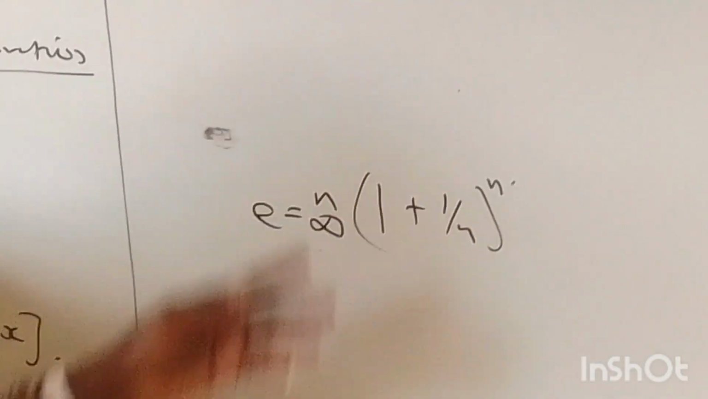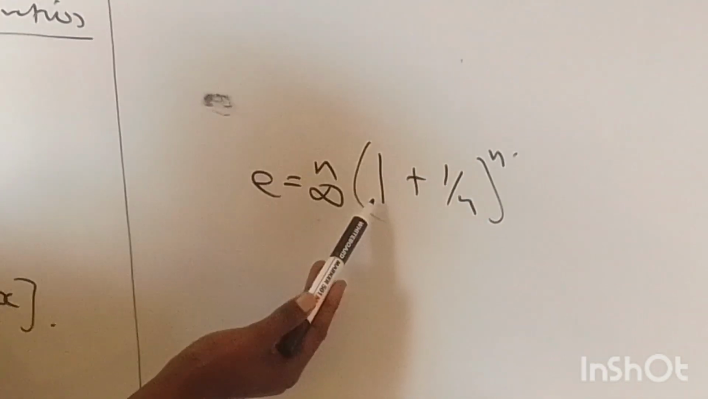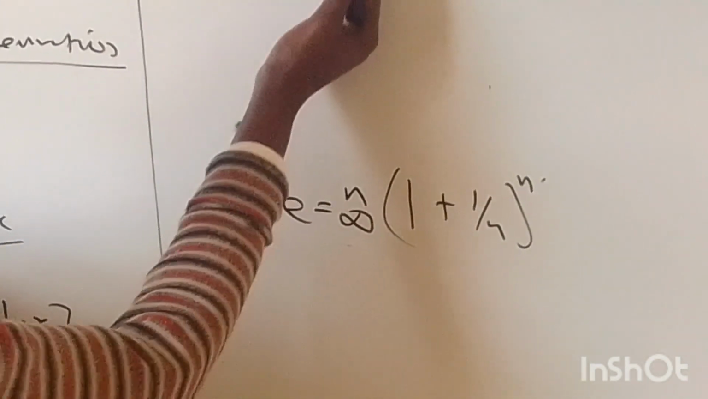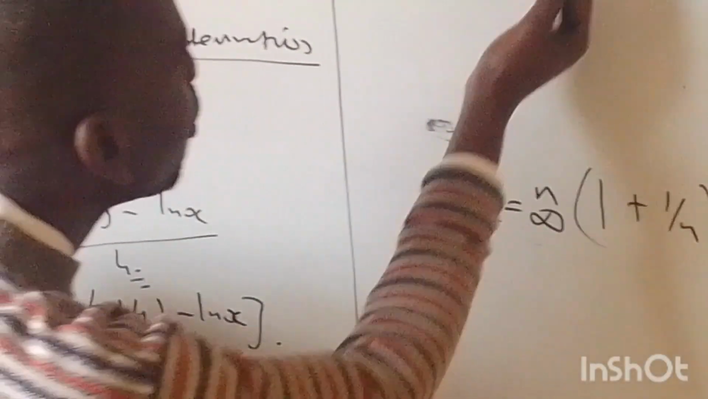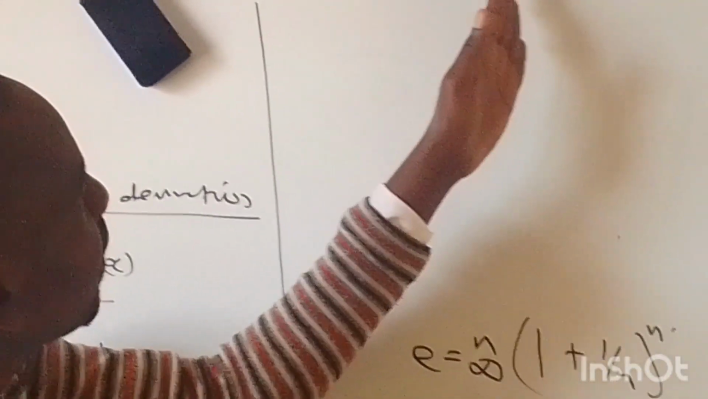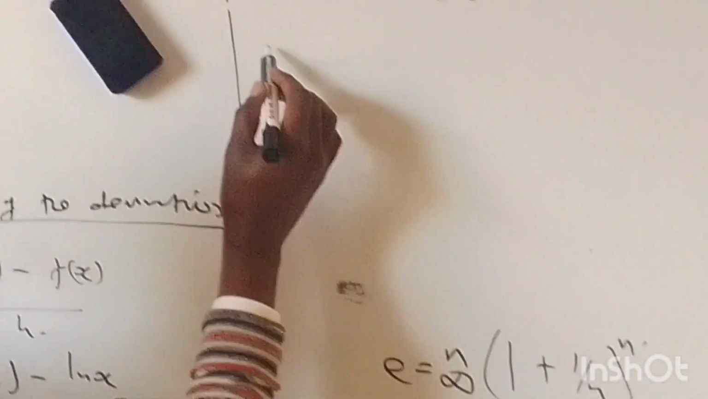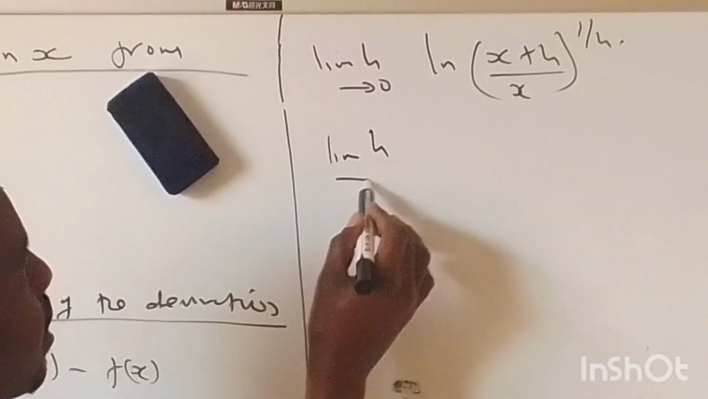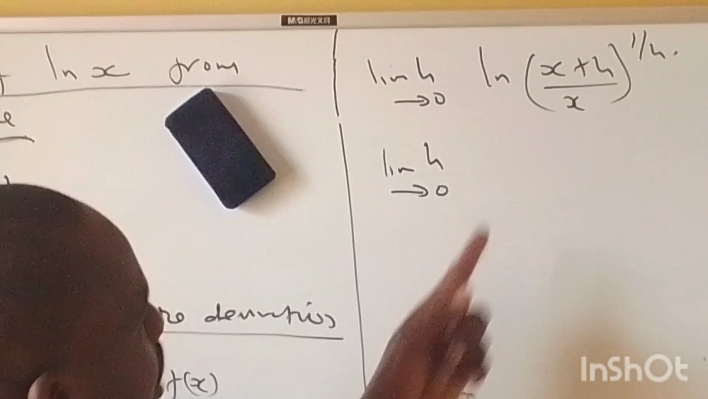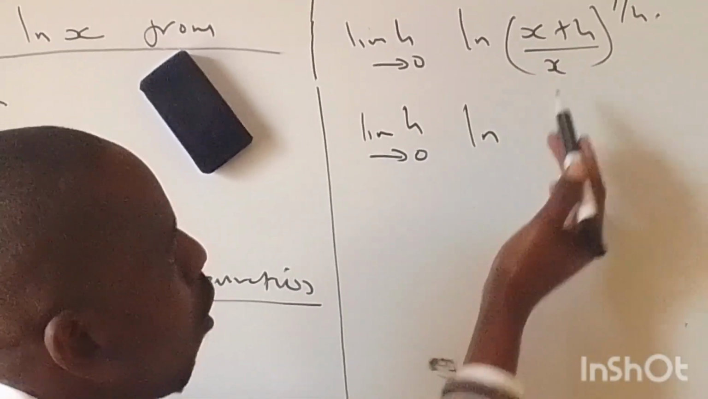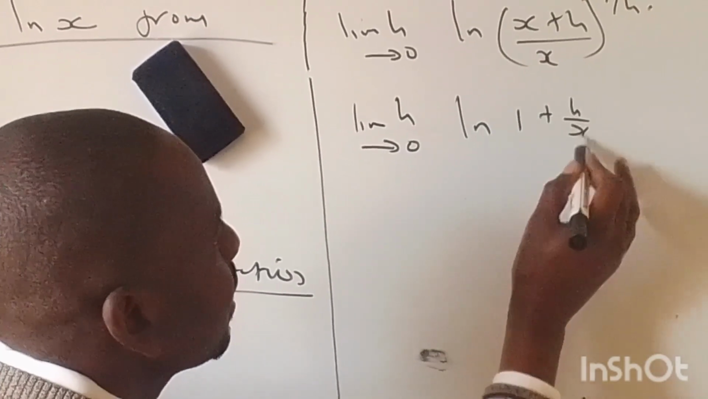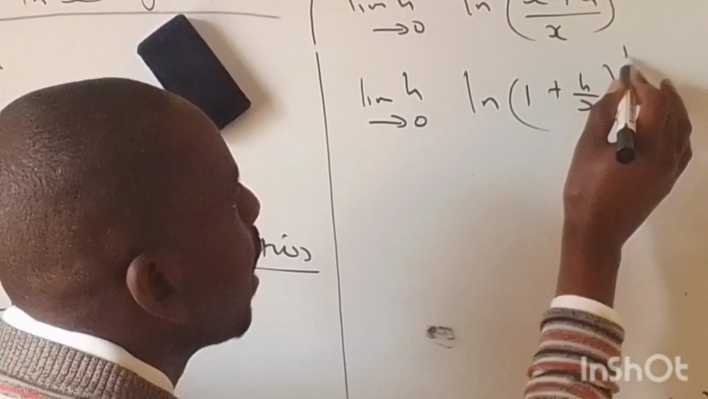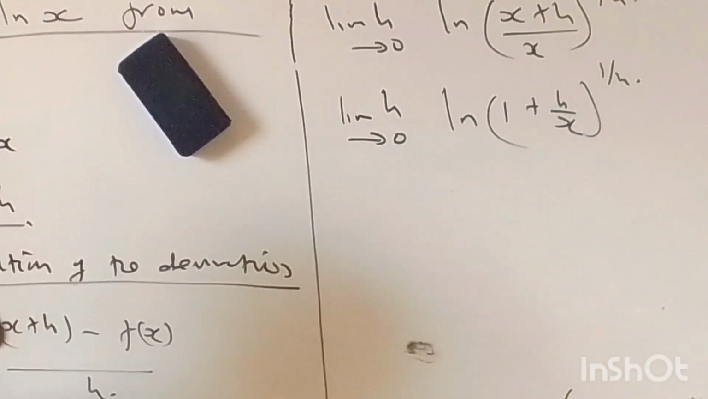So the first thing, for me to achieve the one which we have here, means that I'm going to divide this one out. I know you can see it. I'm going to divide everything here by x. So I have, as the limit h is tending to 0, the ln of 1 plus h over x, all raised to 1 over h.